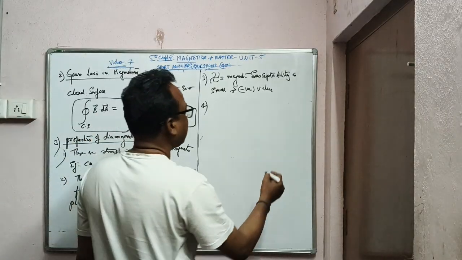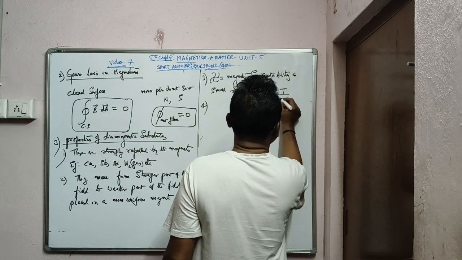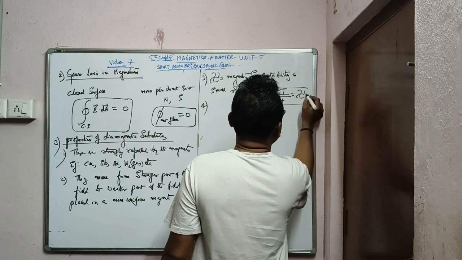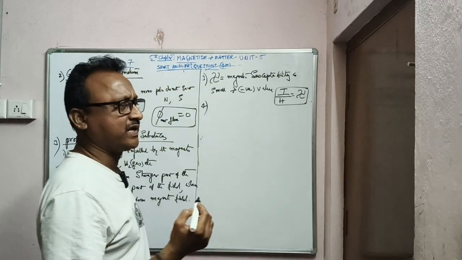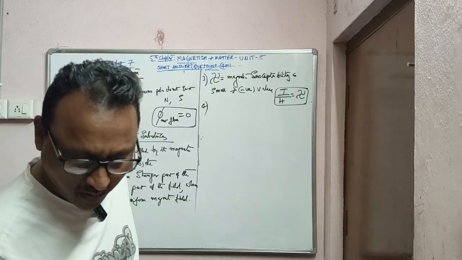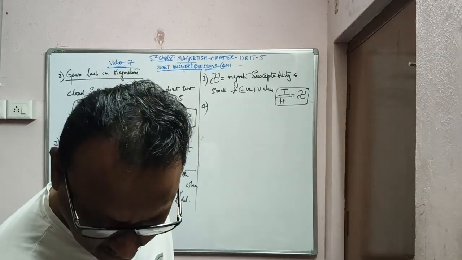You know what zeta is, right? Zeta is nothing but what? I by H. I by H is equal to zeta. You know, I is proportional to H, depends upon the H value. The ratio of I by H, zeta, is the susceptibility. It is very small, small and negative, please.